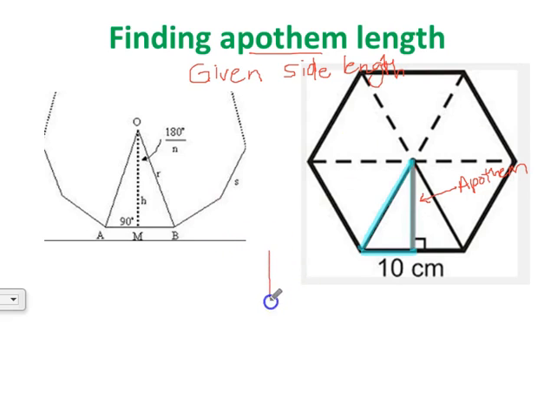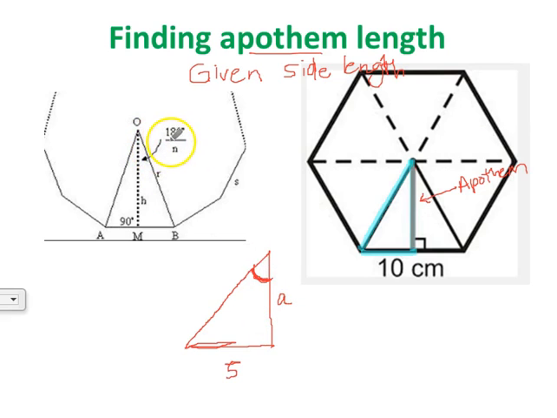So I'm going to redraw this right triangle right here. So we know the entire side length is 10, so the base of our right triangle that I highlighted is going to be half of that, so it's going to be 5. We want to find the apothem. I'm going to put A to represent the unknown. And now we need an angle measurement. We need this angle measurement up here at the top.